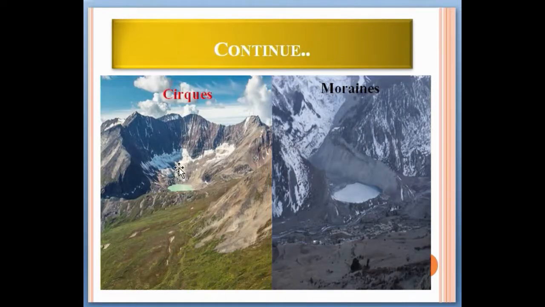These are the cirques. Cirques are basin-like structures which serve as a starting point for glaciers. These are formed due to the process of nivation. They are called corries in Scotland. So as you can see, these are the starting point of snow or ice. So this is a basin-like structure.